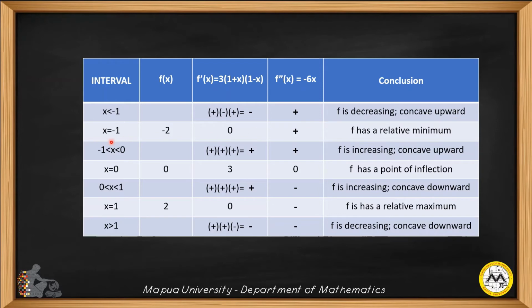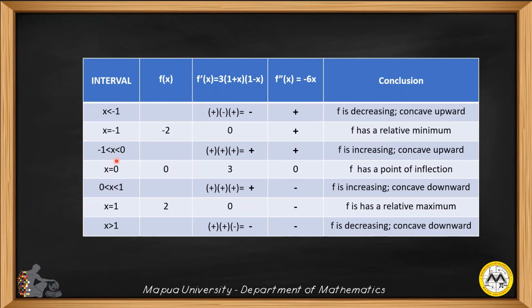Now as to x equal to -1, earlier we have observed that f prime of x equal to 0 at x equal to 0 and at x equal to -1, and f double prime of x would be positive. That's -6 times -1. So what is this telling us about this particular critical point? With f double prime positive, it means the graph at x equal to -1 is concave up, and therefore that point, -1, -2, is a minimum point.